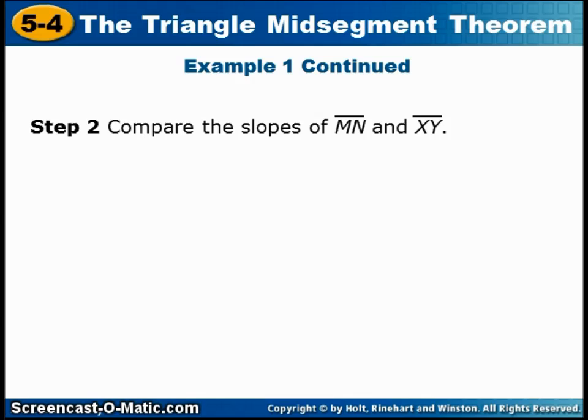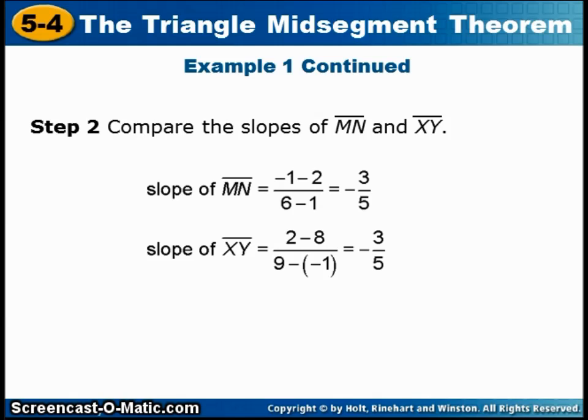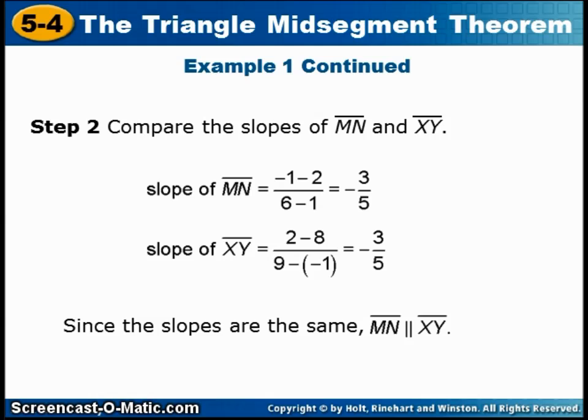Right, the next thing we have to do is compare the slopes of segment MN and segment XY. So we use the slope formula. And we come out with the slope of MN being -3/5, and the slope of XY is -3/5 also, which means that segment MN is parallel to segment XY because the slopes are the same.